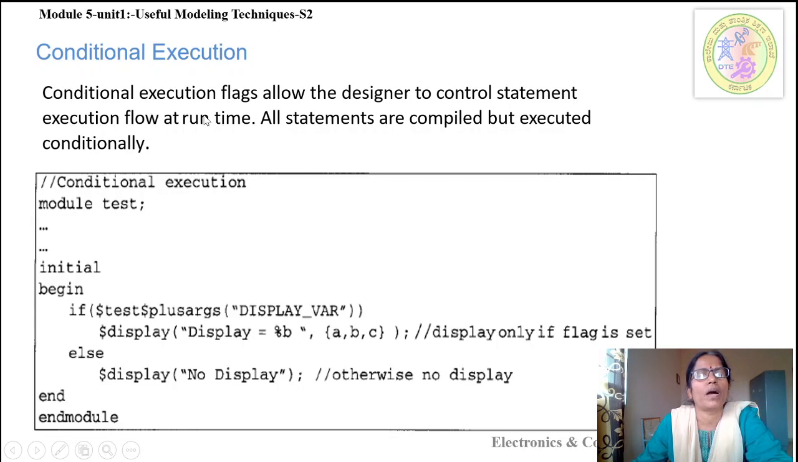In this, a flag will be assigned. That means the flag is either set or not set. If it is set, we execute some number of statements; otherwise, we do not execute those statements. That is explained here: conditional execution flags allow the designer to control statement execution flow at runtime. All statements are compiled but executed conditionally.